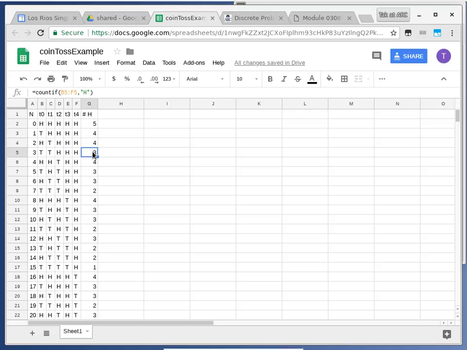Any questions about this spreadsheet other than the commands and stuff like that in Google Sheets? Yep. What would be the easy way to find the cardinality of this E without this spreadsheet? Aha! I like that question. Let me repeat that question. So the question is, can we figure out the cardinality of the event without using a spreadsheet?